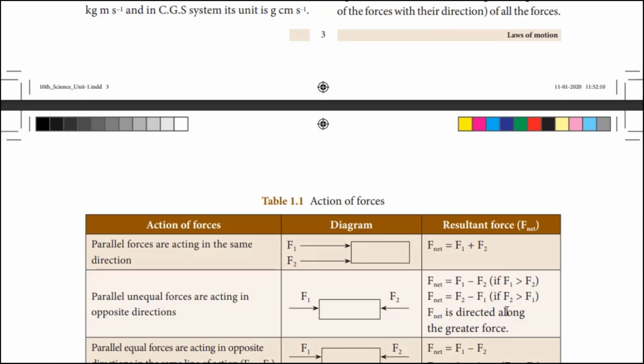Suppose F1 is 2 Newton and F2 is 5 Newton. Which one is greater? 5 Newton is greater. So use 5 Newton here for F2. 5 Newton minus 3 Newton, that is 2 Newton. It depends on the magnitude. You have to use this equation as F1 minus F2 or F2 minus F1.